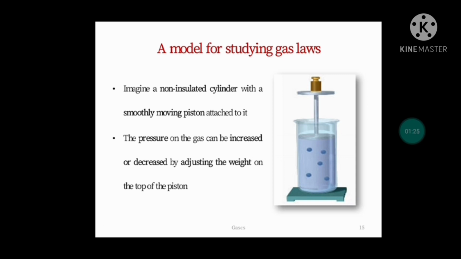For example, imagine a non-insulated cylinder with a smoothly moving piston attached to it. The pressure on the gas can be increased or decreased by adjusting the weight on top of the piston. If you put more weight on the piston, the piston moves down, so it will increase the pressure. And if you remove the weight from the top of the piston, it goes up.